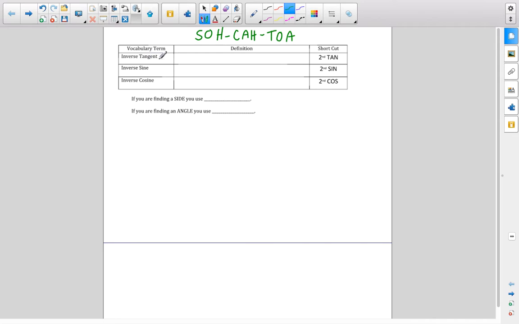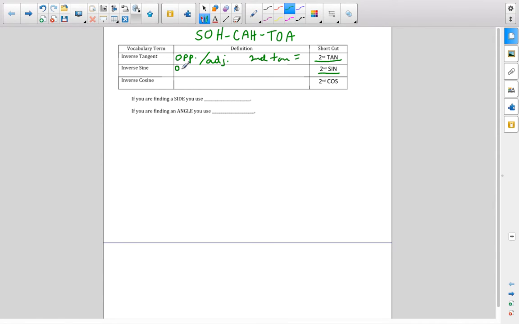So for the inverse tangent, the definition is, we're going to use the second key and then hit the tangent button. It's when we're looking for an angle and we have the opposite and we divide it by the adjacent and we hit the second tan key and hit enter.